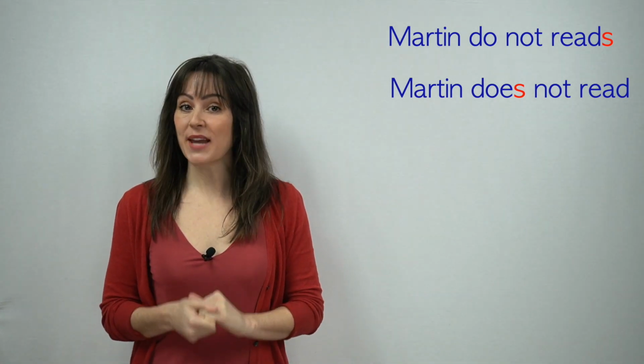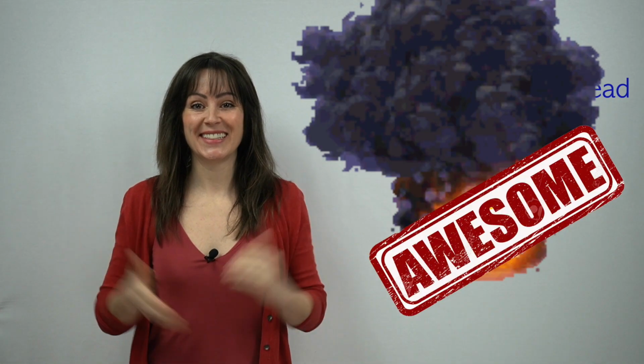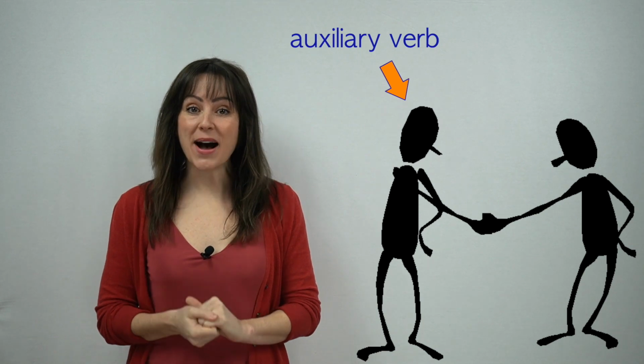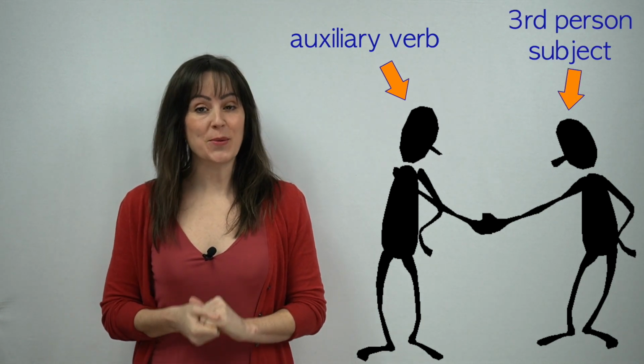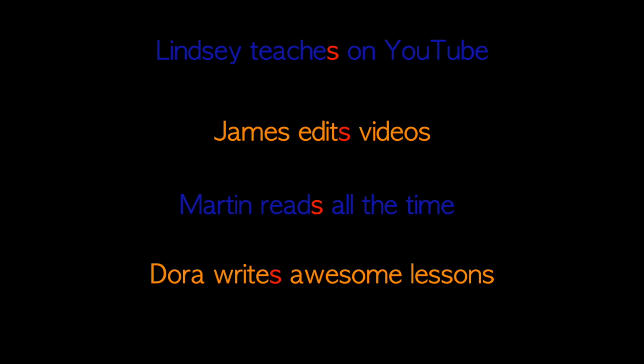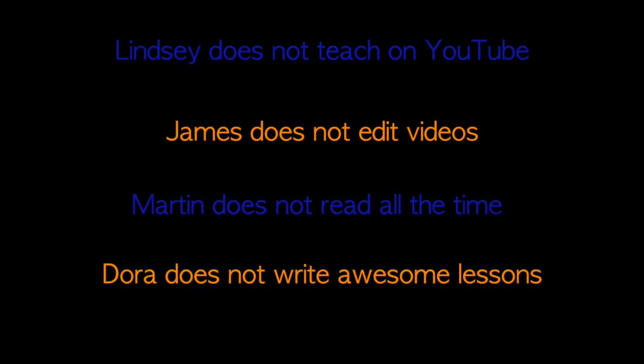Which of these do you think is correct? Pause it and take a good look. If you guessed, Martin does not read, awesome! The auxiliary verb must agree with the third person subject. You add the S to the auxiliary. Try and change the first set of examples into negative statements. I'll give you a minute. Did you remember to add the S?